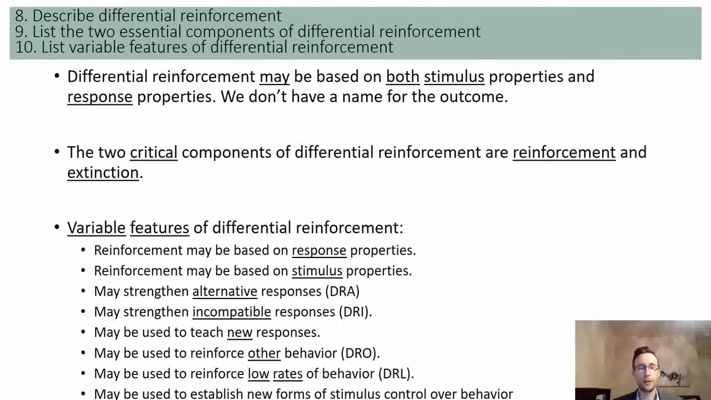Okay, so when reinforcement is based on response properties, it can strengthen alternative responses, strengthen incompatible responses, teach new responses, reinforce other behavior, reinforce low rates of behavior. But when reinforcement is based on stimulus properties, it can be used to establish new forms of stimulus control over behavior.